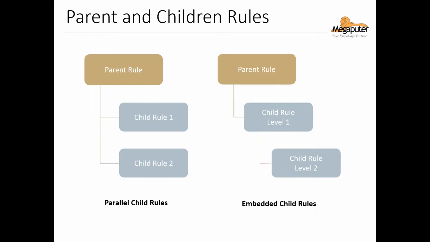With parent and child rules, there are two main hierarchical structures you can come across when writing the rules. You may have parallel child rules, as you see on the left. In this case, the child rules are both under the same parent rule, so they're on the same level and operate in parallel. Or you may have embedded child rules, where you have a child rule that has its own child rule, so they're on different levels. In other words, the child rule of level 1 becomes the parent rule of the child rule in level 2.